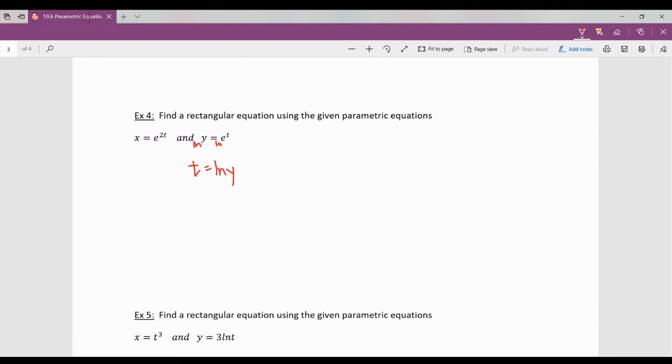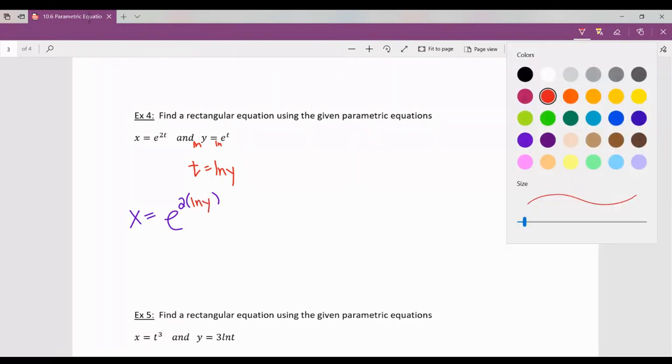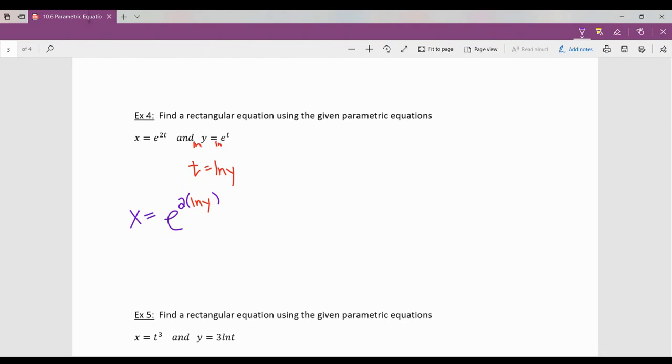So I go ahead and I fill that into my equation. x equals e to the 2 times t. But in this case, my t is ln y. All right, now we're going to do a little bit of razzle dazzle. You ready?